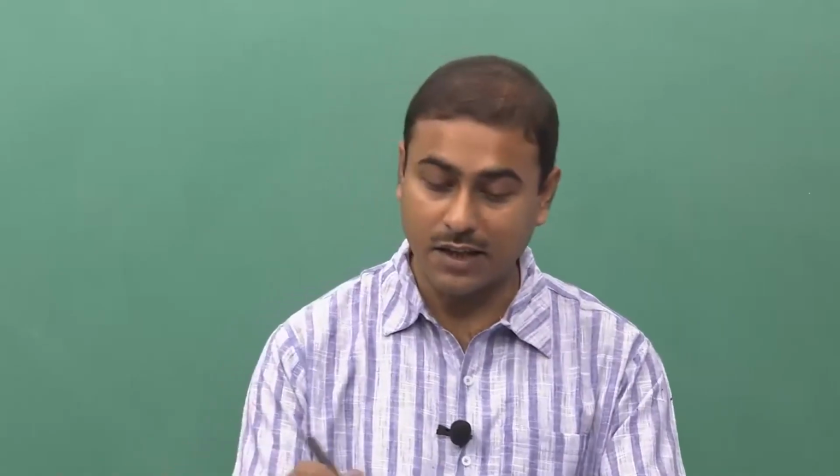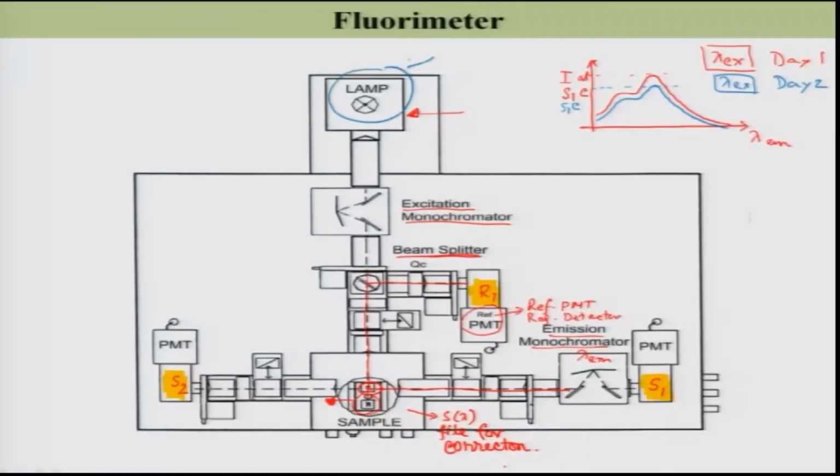The problem is that the performance of this lamp is not constant. The performance of the lamp is the problematic situation over here. Yesterday probably the lamp was much brighter than today. So, the excitation light intensity has decreased today. That is why on day 2 you get less intensity, because fluorescence intensity is directly proportional to the excitation light intensity, right. So, how to tackle this?